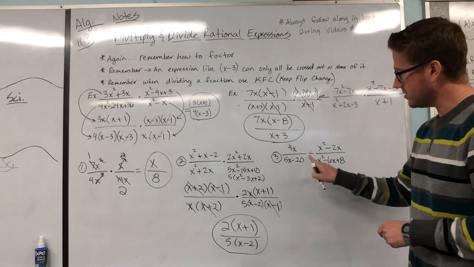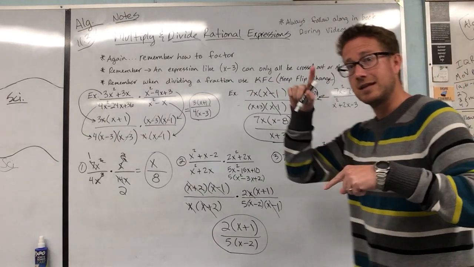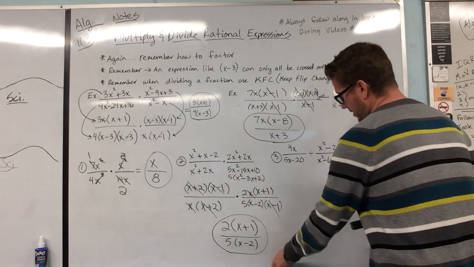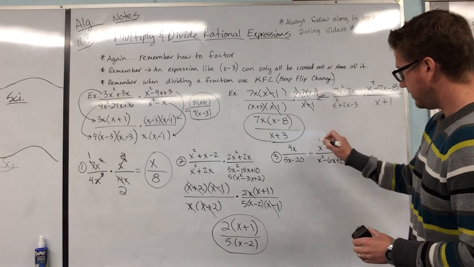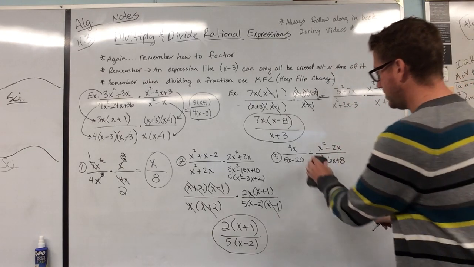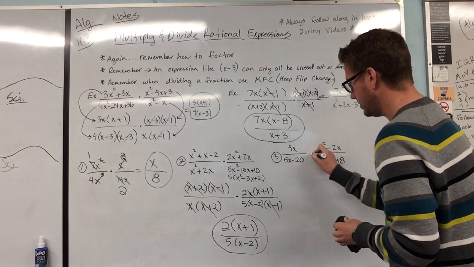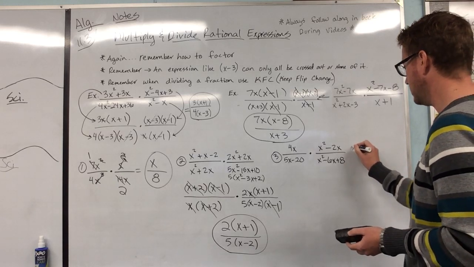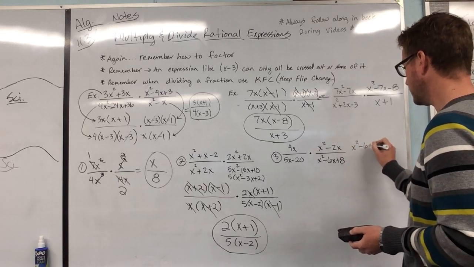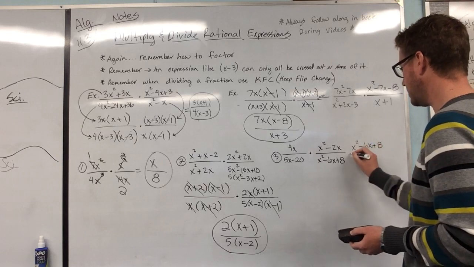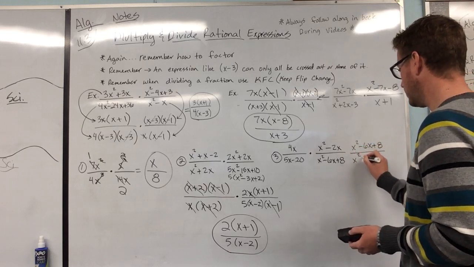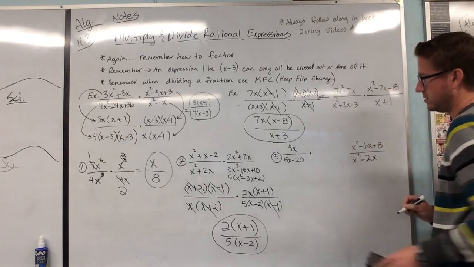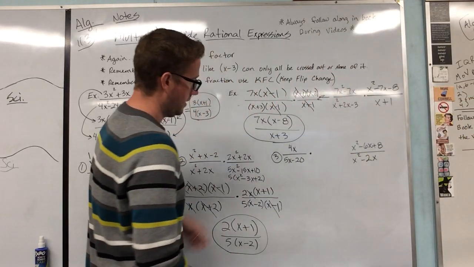Okay, here we go. Stay with me. All right, so division, what does that mean? KFC, keep, flip, change. So what I'm going to go ahead and do is let's flip this fraction right here, and let's change it now to multiplication. So I'm going to have an x squared minus 6x plus 8 on top. I'm going to have an x squared minus 2x on the bottom. So this has been flipped. It's no longer there.